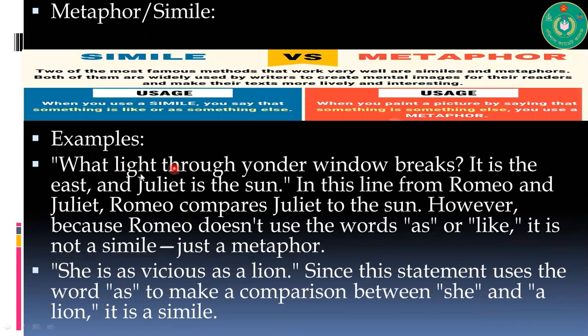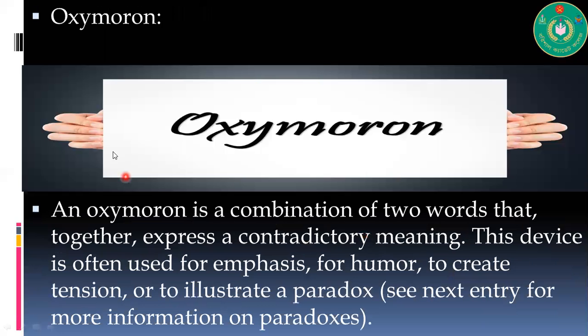Example: "What light through yonder window breaks? It is the east, and Juliet is the sun." In this line from Romeo and Juliet, Romeo compares Juliet to the sun, but remember, this comparison is indirect. However, because Romeo does not use the word as or like, it is not a simile, just a metaphor. "She is as vicious as a lion." Since the statement uses the word as, the comparison is direct, that's why this is a simile.